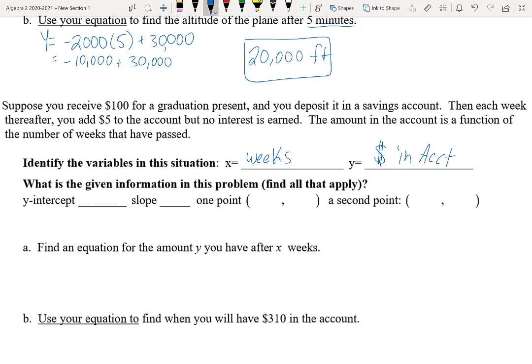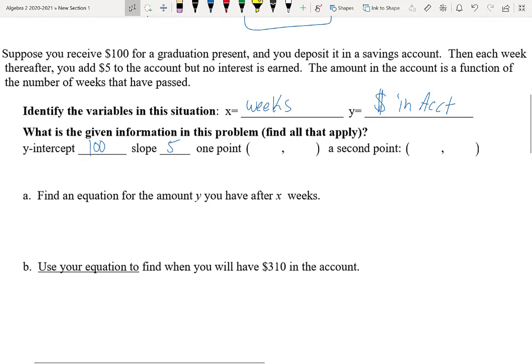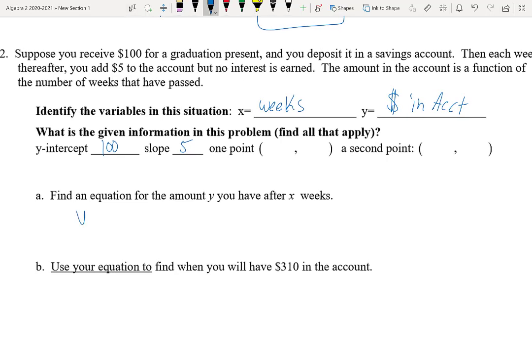Once again, we're given how much money we start with, so that $100 is our y-intercept. And that slope, the rate that we're given, we're adding $5 every week. But here we are gaining that $5, so our slope is a positive 5. So our equation for part A for number 2 is going to be y equals 5x plus 100.